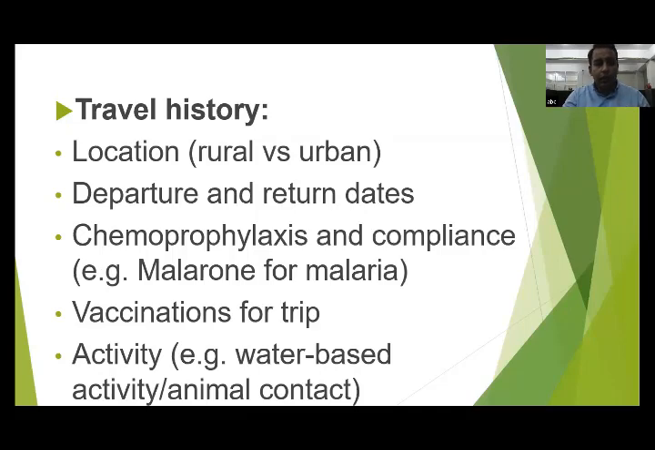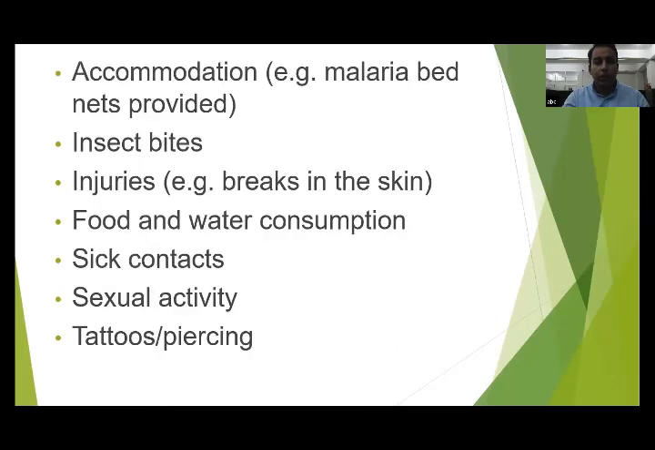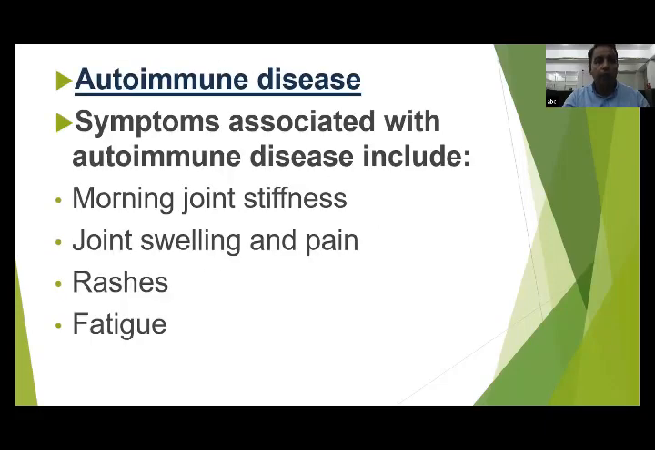So this travel history I told in detail of everything. Question: is the patient living in a rural or urban area? Departure or return from outside of the country, chemoprophylaxis, either for malaria or other infections, vaccination. So all come in the same.